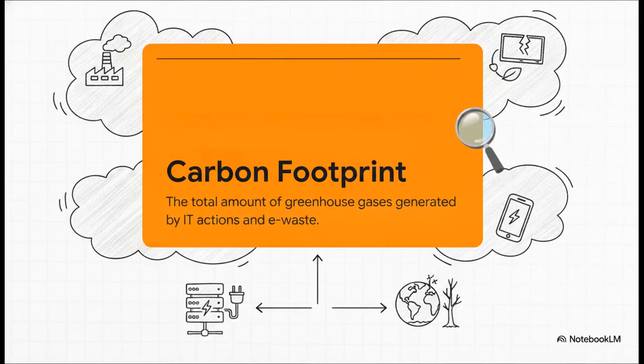And then, of course, we have the carbon footprint. Within this specific IT context, it's defined as the total amount of greenhouse gases generated by IT actions and e-waste. This perfectly bridges the gap between abstract computer code and real-world environmental degradation by splitting it into two distinct parts. First, you have operational carbon, which refers to the emissions from generating the electricity to run those servers day to day. And second, you have embodied carbon, which accounts for the massive environmental toll of manufacturing all that hardware in the first place and dealing with it as toxic e-waste later on.